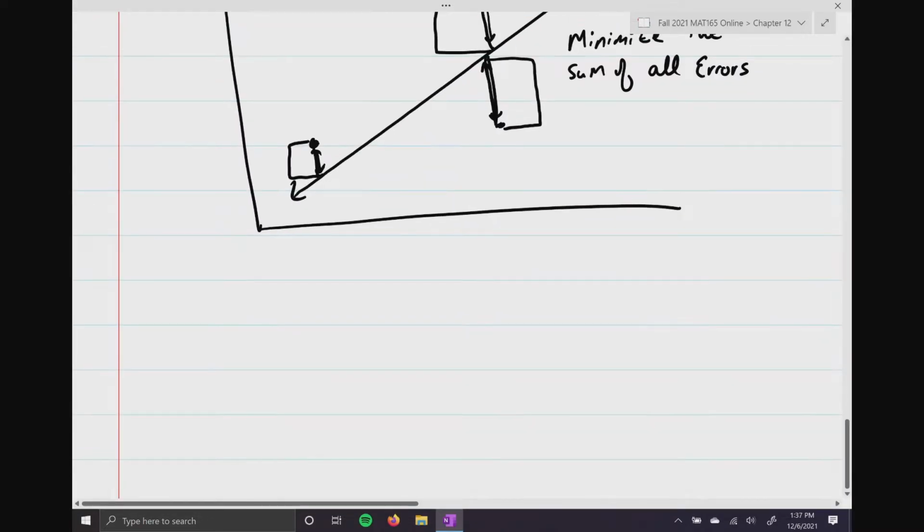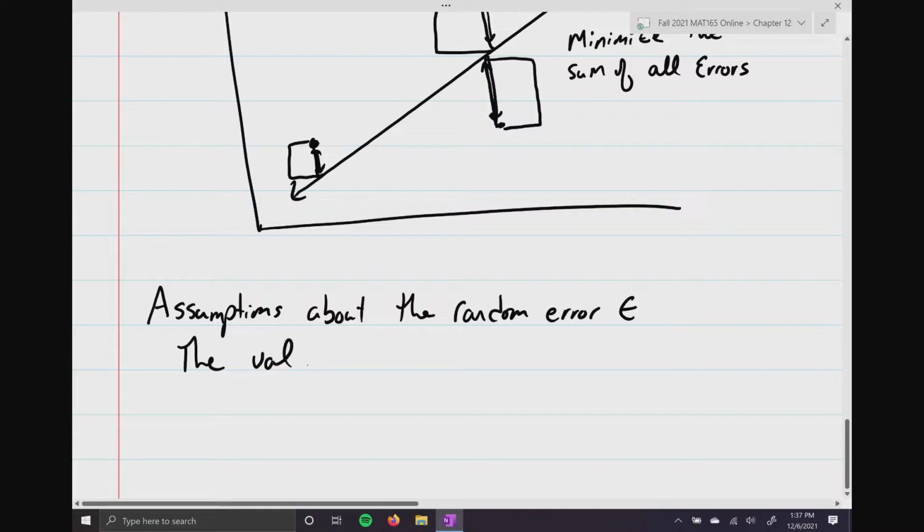Now, there are some assumptions that we make about the random error. All right, which is this weird looking E. All right, the first assumption. Let me just write the sentence. I'll write it like this so I don't have to write it 3 times. The values of E are assumed to satisfy the first. They're all independent.